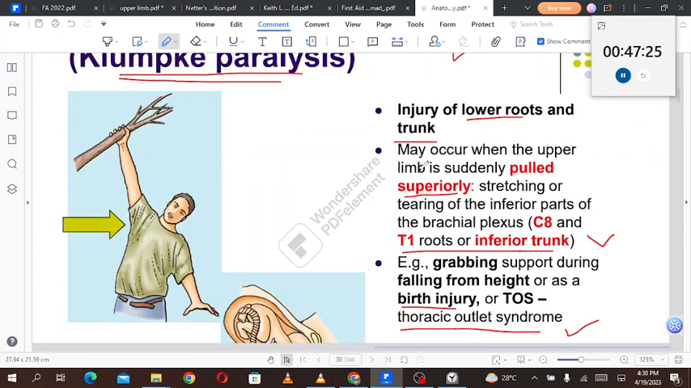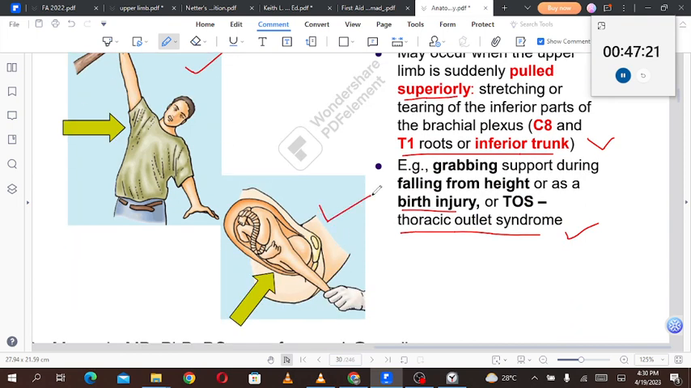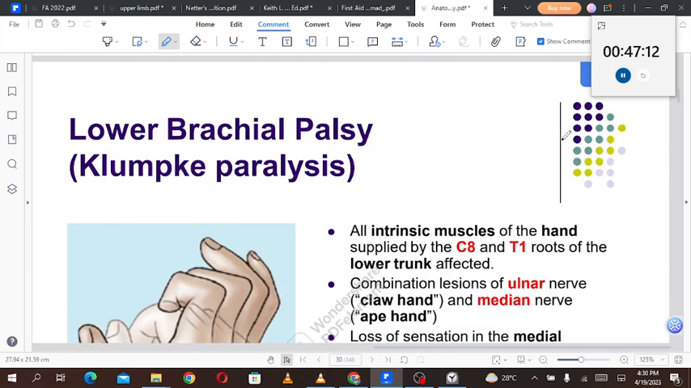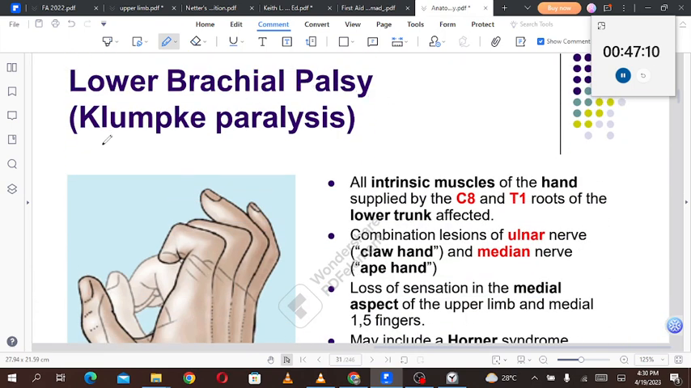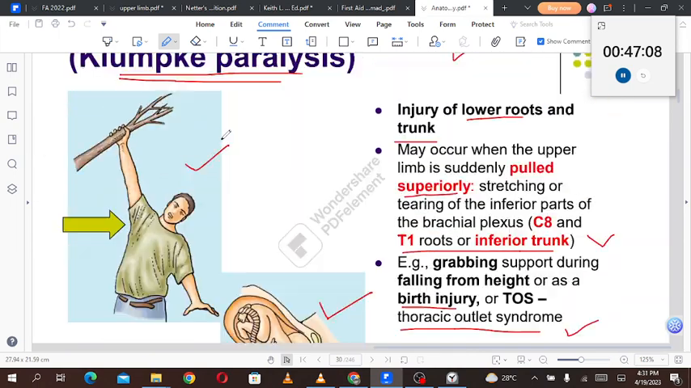It may occur when the upper limb is suddenly pulled superiorly, stretching or tearing. Like that, and maybe like that if the arm is being stretched outwards to deliver the baby. Grabbing support during falling from a height or as a birth injury is depicted in the picture, and also thoracic outlet syndrome. What is lower brachial palsy? The Klumpke's paralysis. We are still on that.